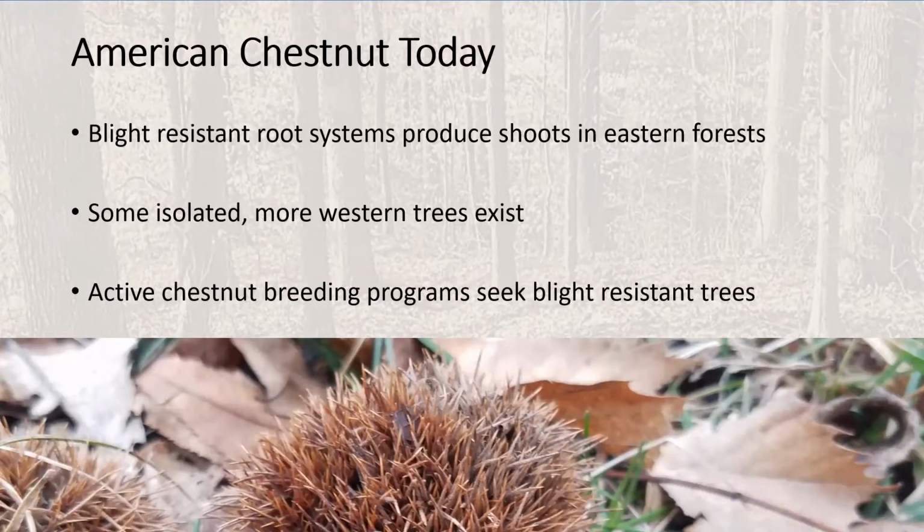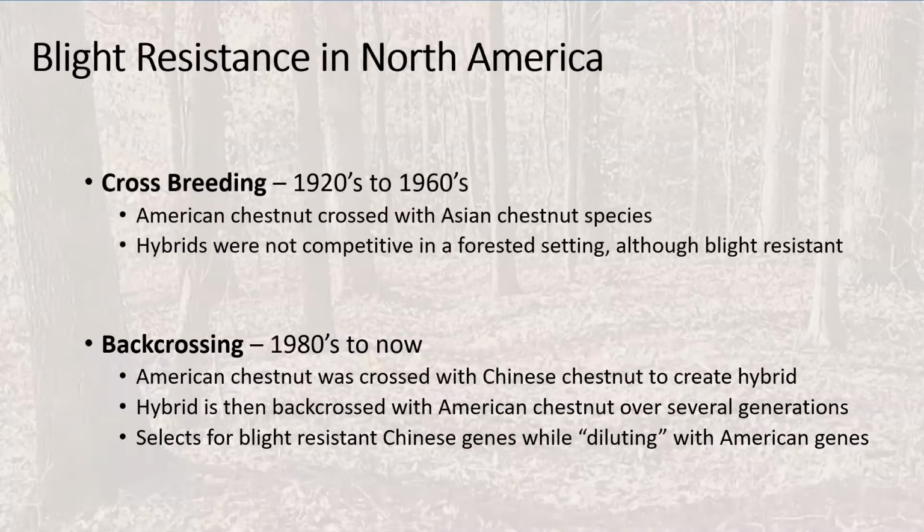There are records of some isolated, more Western trees that exist, and you can find a random chestnut that exists in one place or another from time to time. But what we've seen is quite a bit of work, because this pathogen has been established on our continent for well over 100 years, with some different breeding. And that's what I want to cover next, some of the solutions that we've looked at over the years, which, in the early phases, from the 20s to the 60s, we focused on crossbreeding.